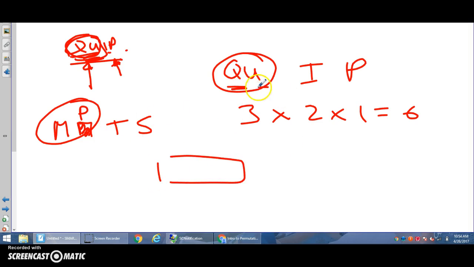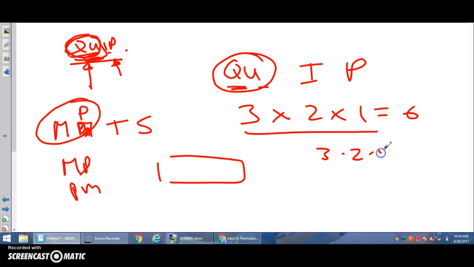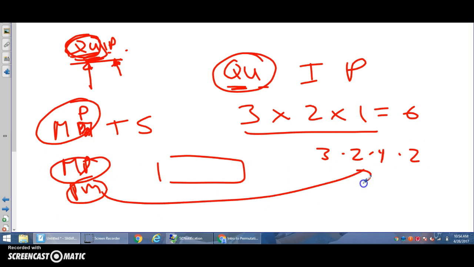Well, this is the same question as this, except M and P could be MP or PM. So what you'll do is you have this 3 times 2 times 1, but you're going to multiply that by 2 to factor in that it could be MP or PM. Okay, so there are questions like that also.